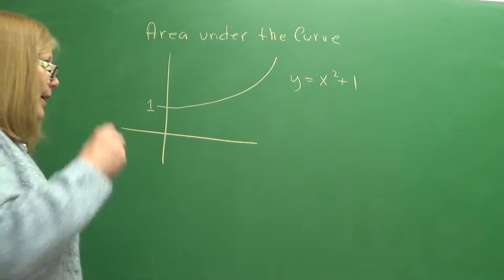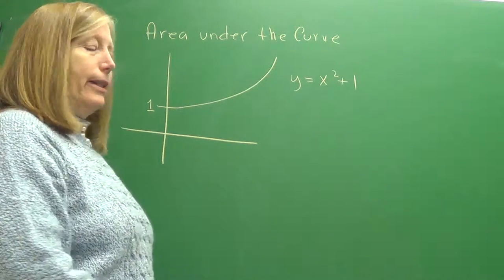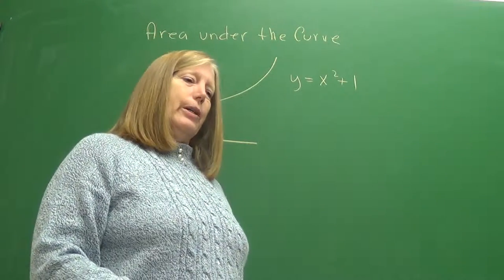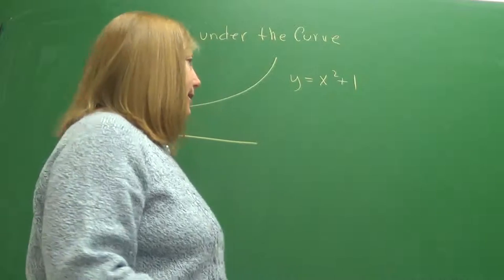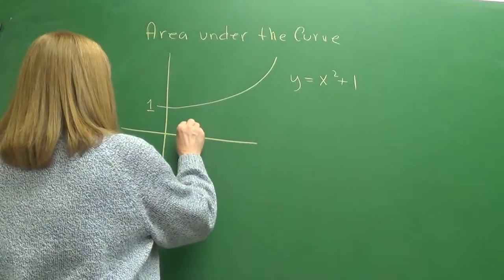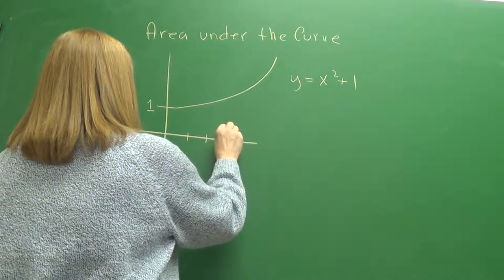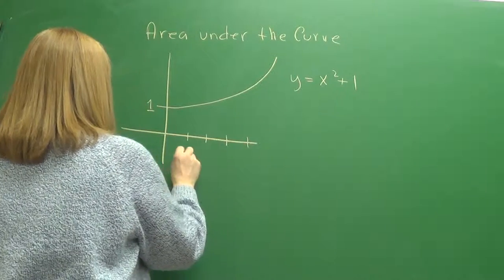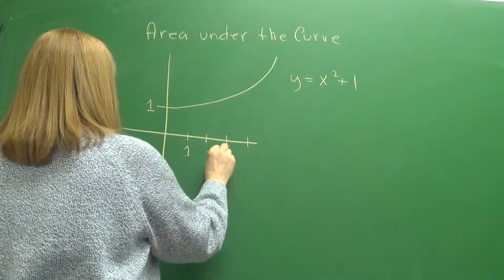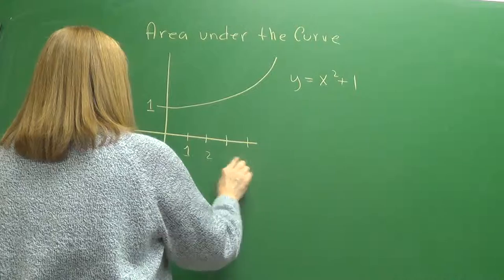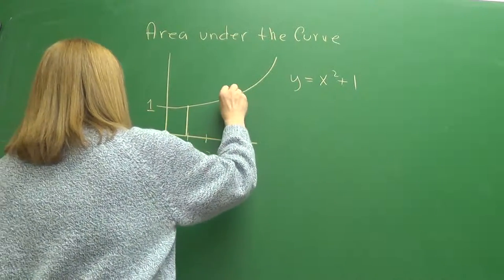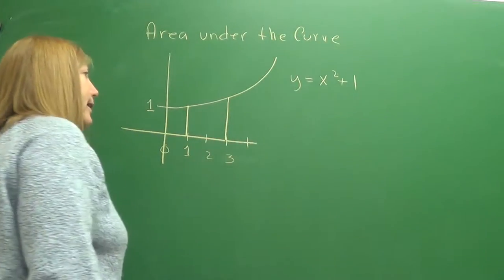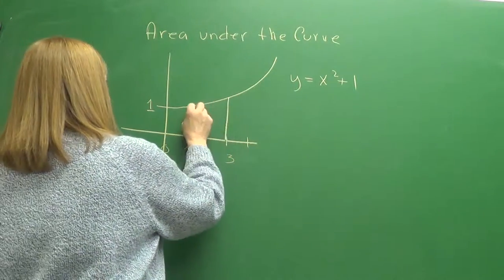All right, I'm going to talk about the area under this curve, but this curve goes forever, so I have to give you an interval where I'm interested in this curve. So I'm interested in this curve on certain values. So I'm going to look at it between 1 and 3 for the x value. So 0, 1, 2, 3. So I'm going to look at the area under this curve right here.